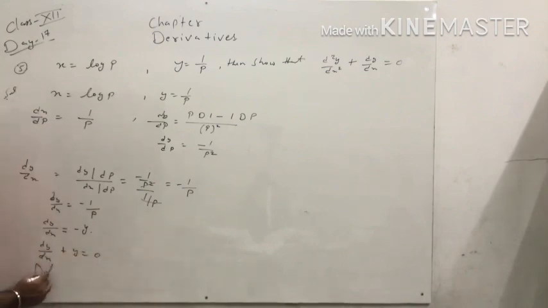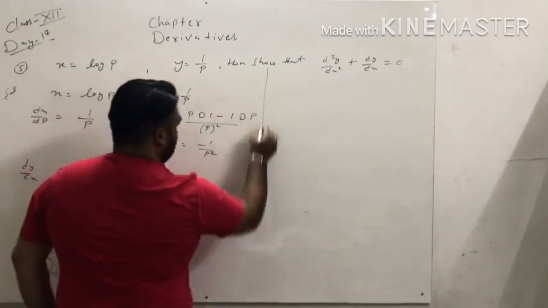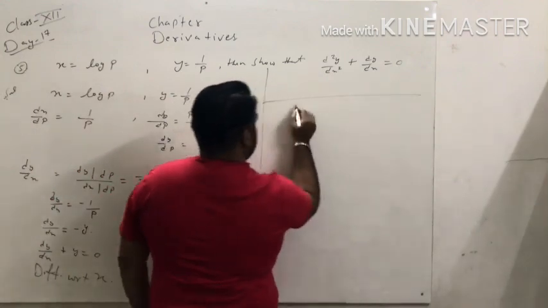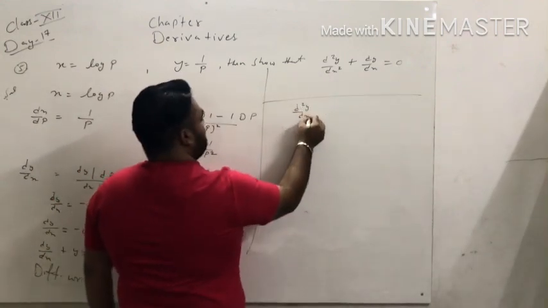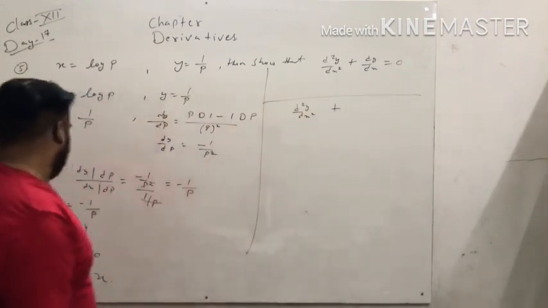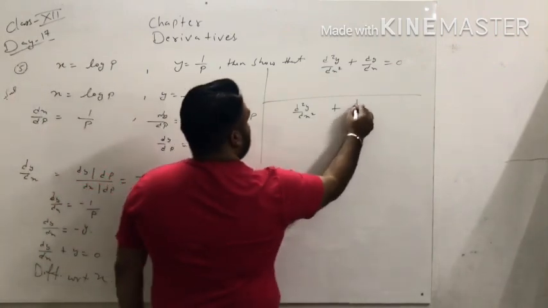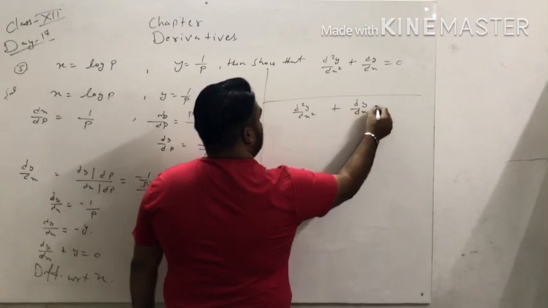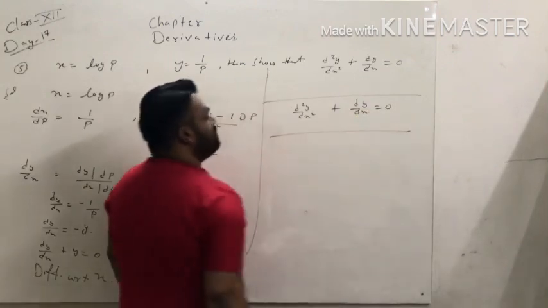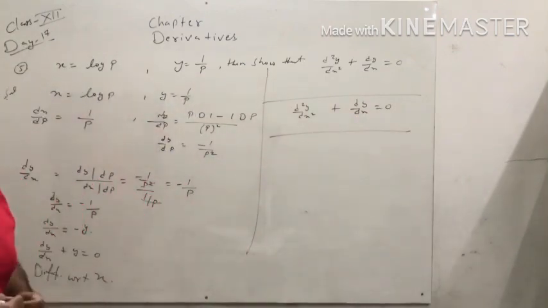Again, differentiate with respect to x. Now the derivative of dy/dx is d square y upon dx square, and the derivative of y is dy/dx, equals to 0. So this is the solution of this question.